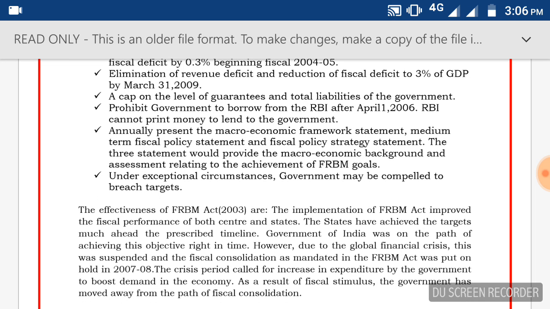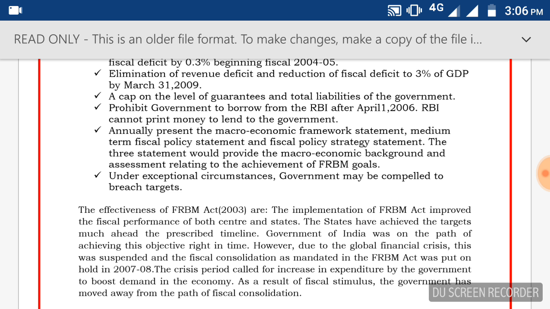Next was a cap on the level of guarantees and the total liability of the government. It prohibits the government from borrowing from the RBI after April 1, 2006. That is, the RBI cannot print money to lend to the government. Annually present the macroeconomic framework statement, medium term fiscal policy statement, and fiscal policy strategy statement. Also, the three statements would provide the macroeconomic background and assessment relating to the achievement of FRBM goals.